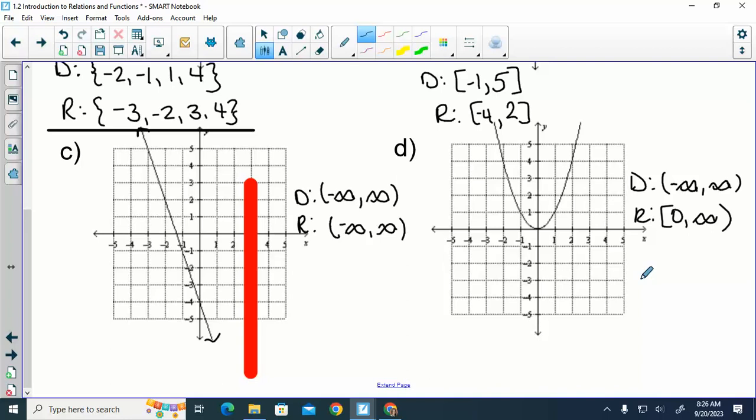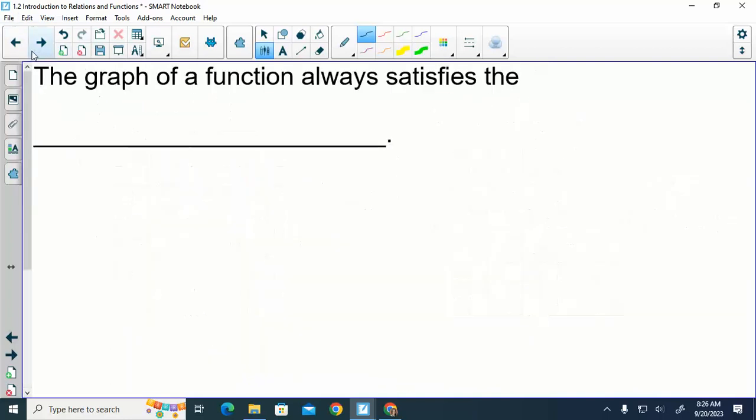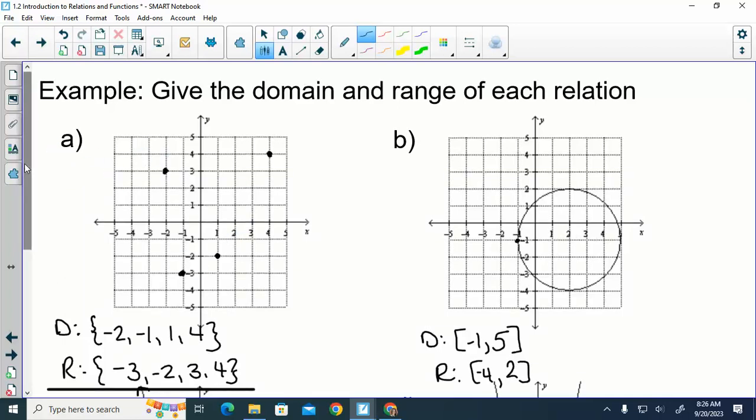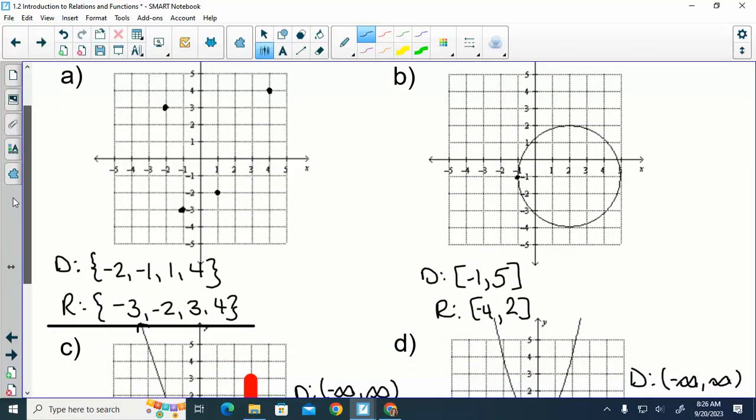Right. How can you look at a graph and know if it's a function? If the domain doesn't repeat. So if I look at A, my domain didn't repeat, so that was a function. What about B? No, because if I look, I use 2 here and here.